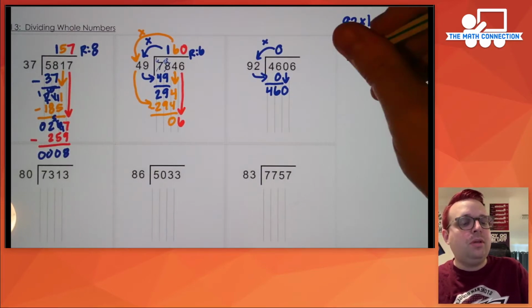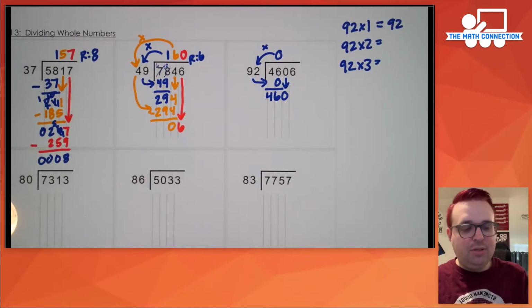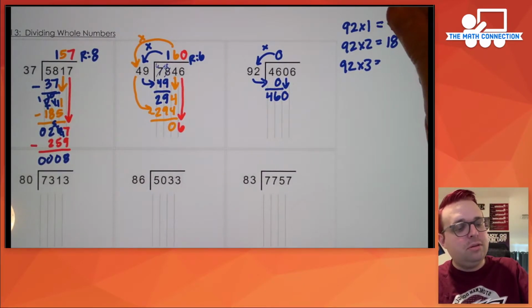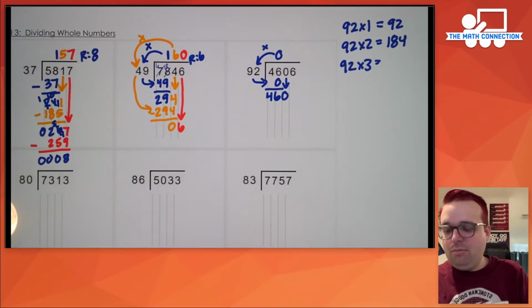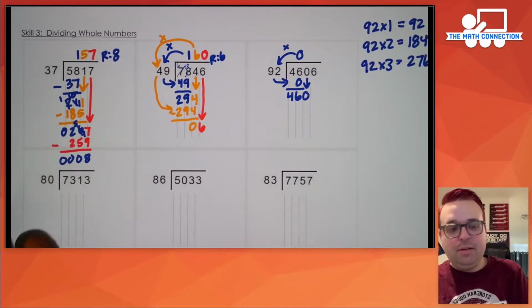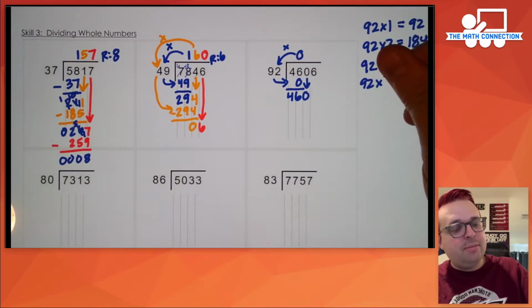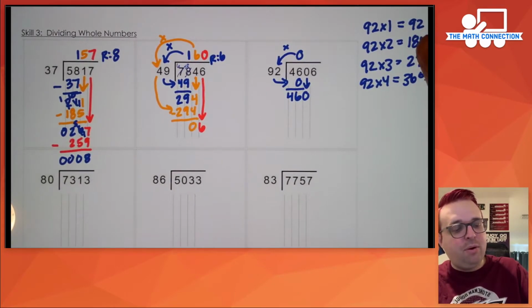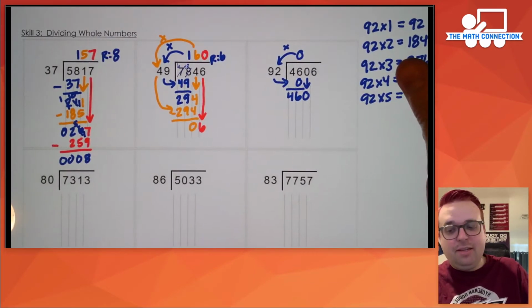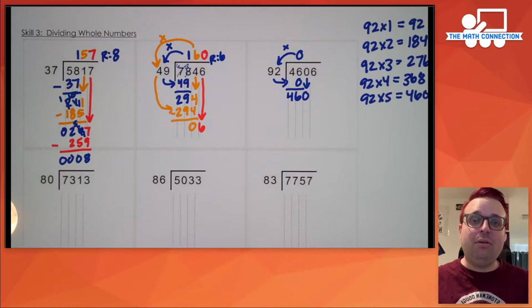92 times 2, 92 times 3. Let's see, so 92 and 92 is 184. When you add 92 more to that, that's 184 plus 92 gives me 276. Plus 92 again. So 92 times 4 is 368. We're not quite there yet. 92 times 5 is exactly 460. So we got lucky because it's an exact result, okay?